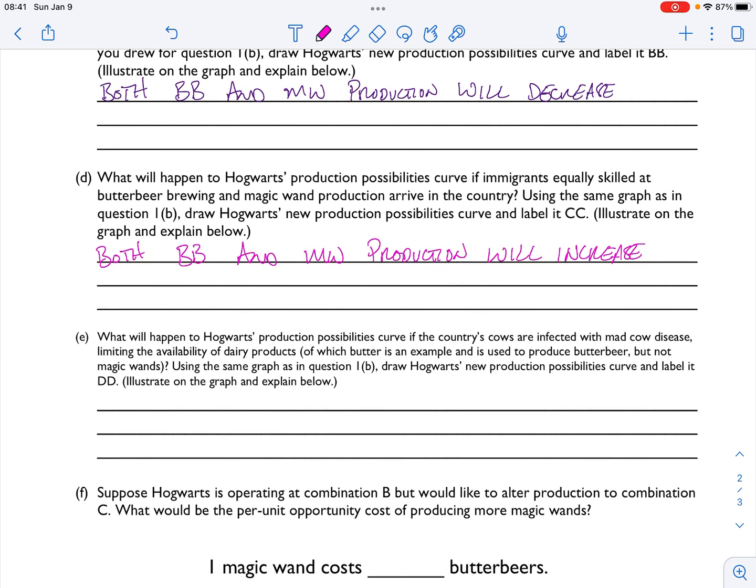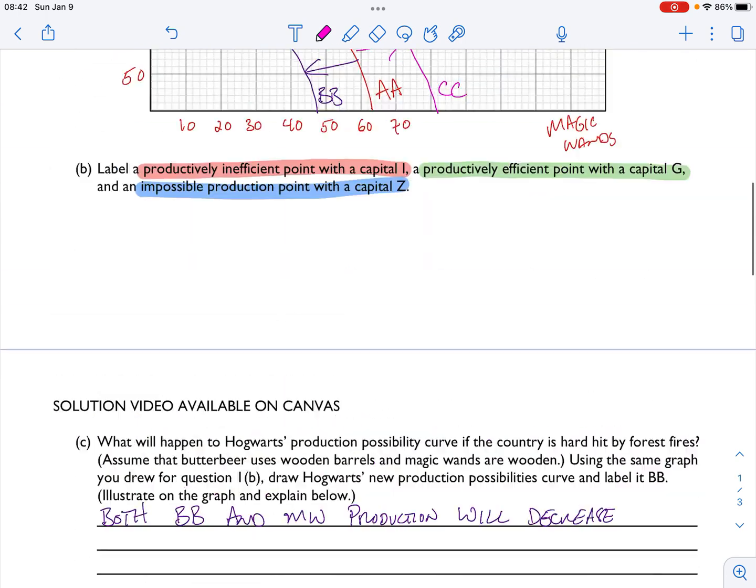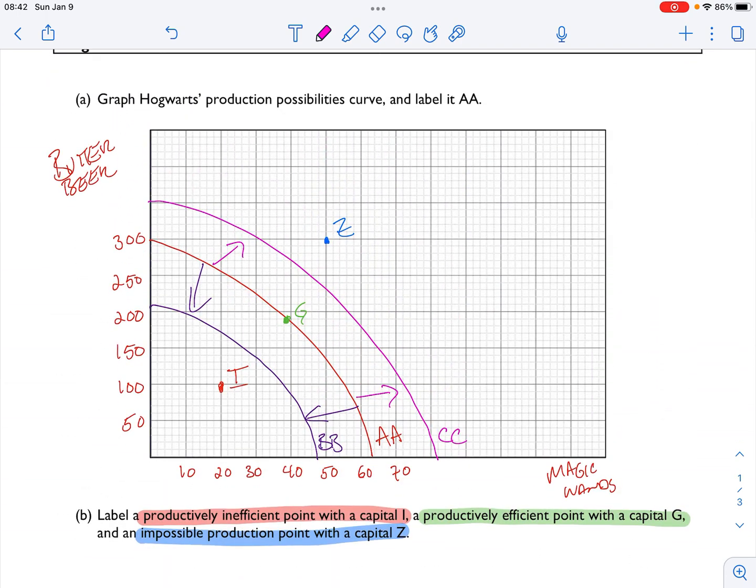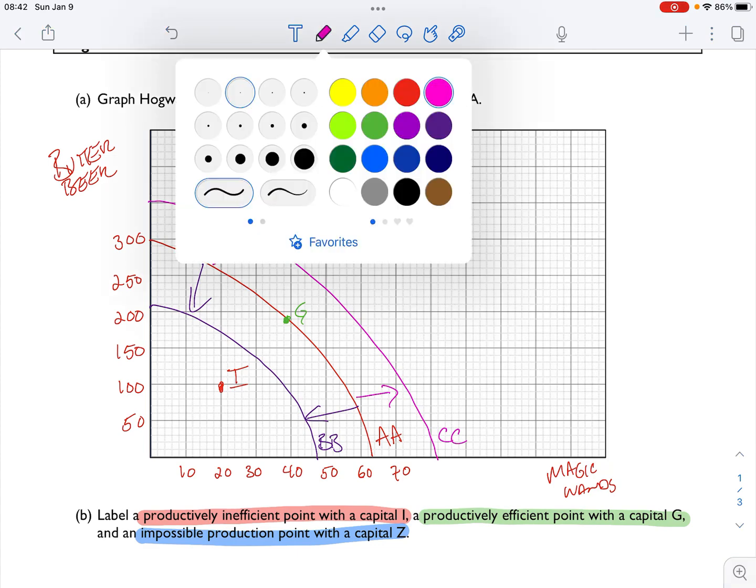Question E. What will happen to Hogwarts' production possibilities curve if the country's cows are infected with mad cow disease, limiting the availability of dairy products, of which butter is an example and is used to produce Butterbeer, but not magic wands? Using the same graph as in question 1, draw Hogwarts' new production possibilities curve and label it DD. So now we have a little bit of a wrinkle. We have now reduced a resource needed for one of the products, but that reduction does not affect the other product. The problem with cows only affects Butterbeer production. It does not affect magic wand production.